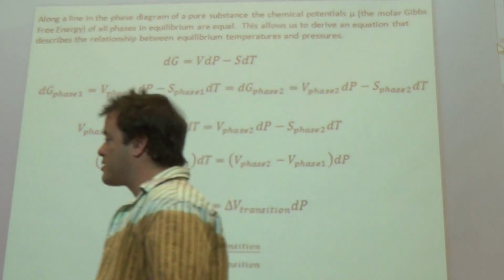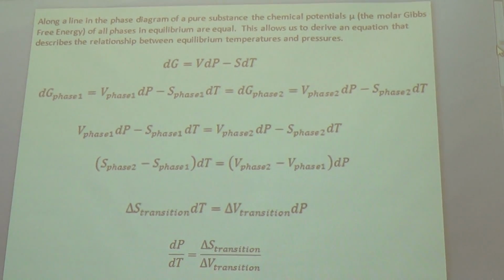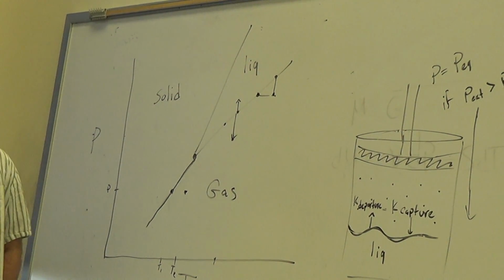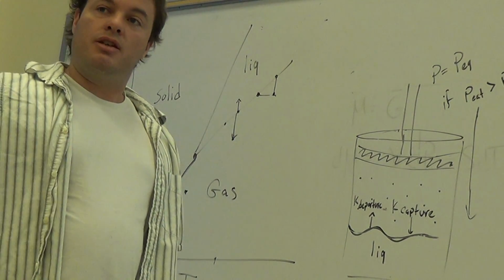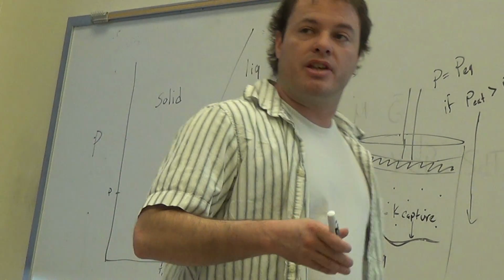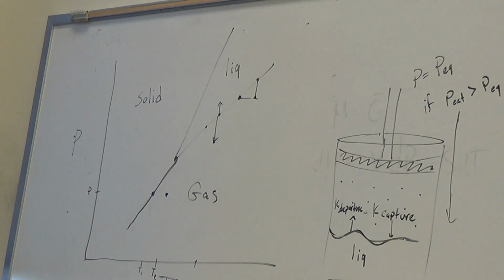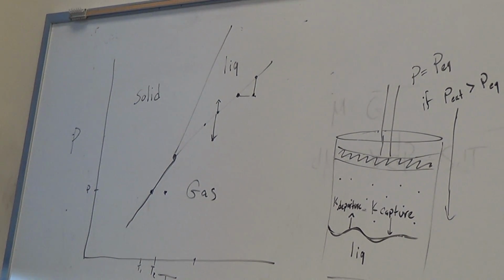So what that's saying is that the slope along any of these curves, slope being the rate of change, dP over dT, how much pressure changes when temperature changes, is equal to the change in the entropy divided by the change in the volume. So let's talk about what that means for the magnitudes of these slopes.